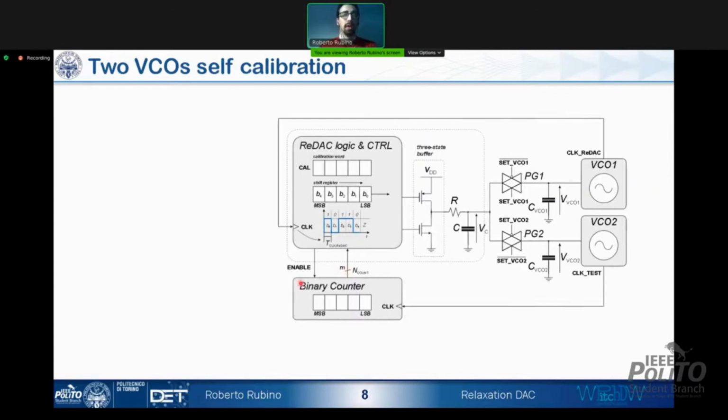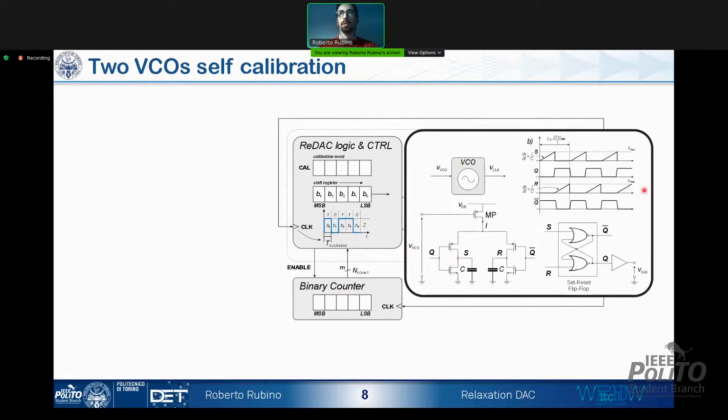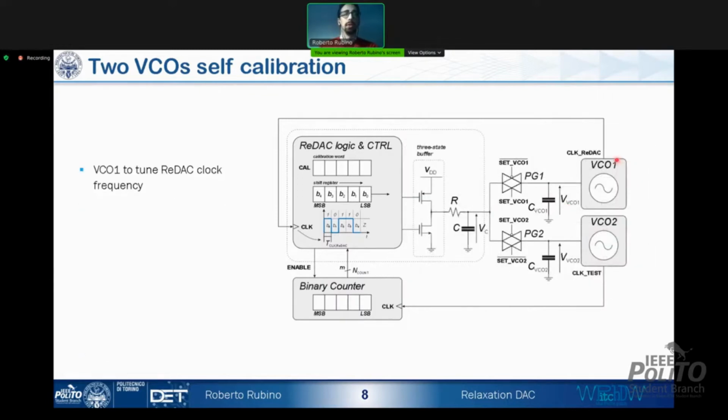The proposed architecture is the following, which exploits 2 VCOs based on simple relaxation topologies. The first VCO is used to tune the clock frequency, while the second one is used along with a binary counter as a VCO-based ADC. Both VCOs are driven by the DAC itself by means of 2 pass gates.